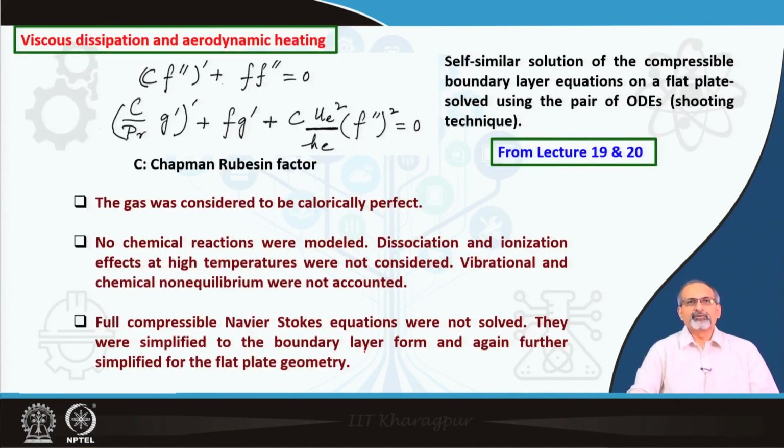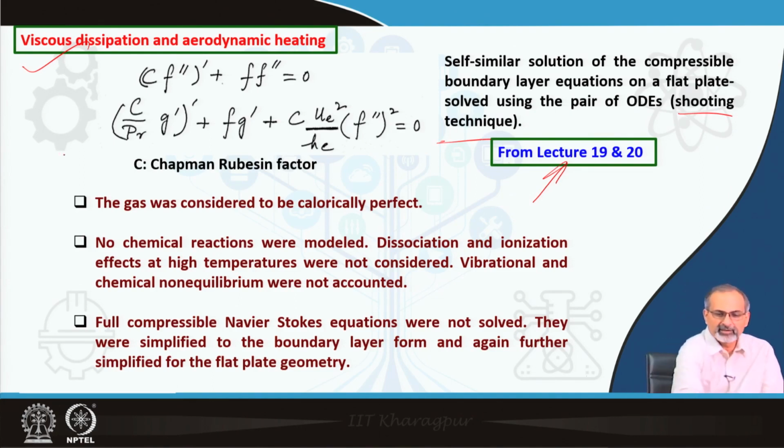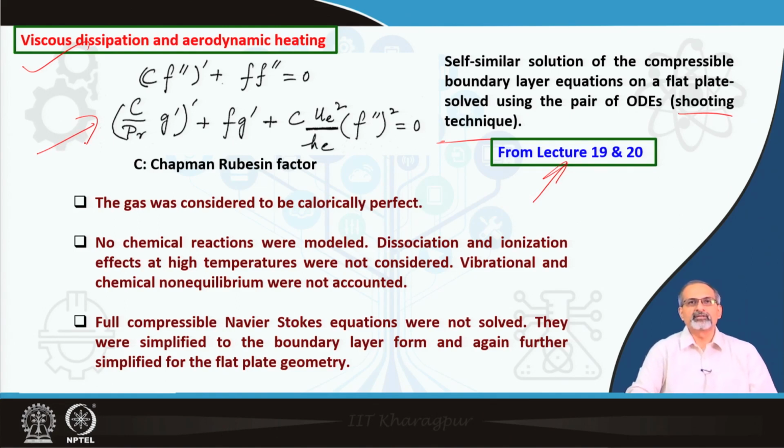Having looked at such an overview, we have a quick recap of the viscous dissipation and aerodynamic heating that we had looked at in the 4th week of the lecture. We are referring to the content of lectures 19 and 20, where we had attempted a self similar solution of the compressible boundary layer equations on a flat plate. We solved using a pair of ODEs using the shooting technique. If you recall, we had imposed appropriate boundary conditions at the wall as well as in the far field, and we discussed the solution of these ODEs.